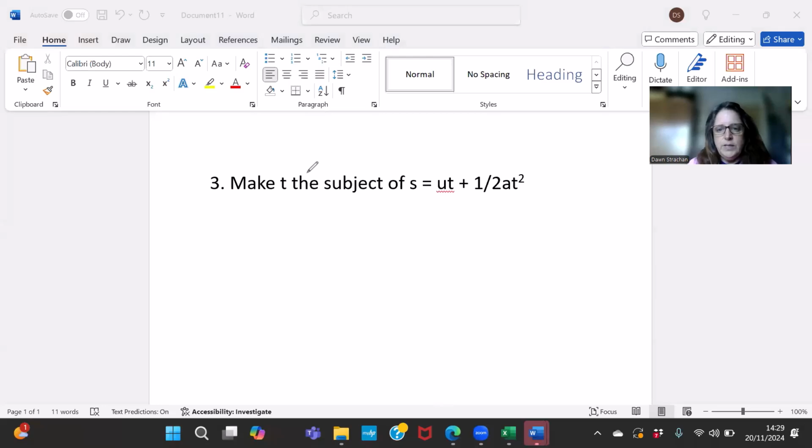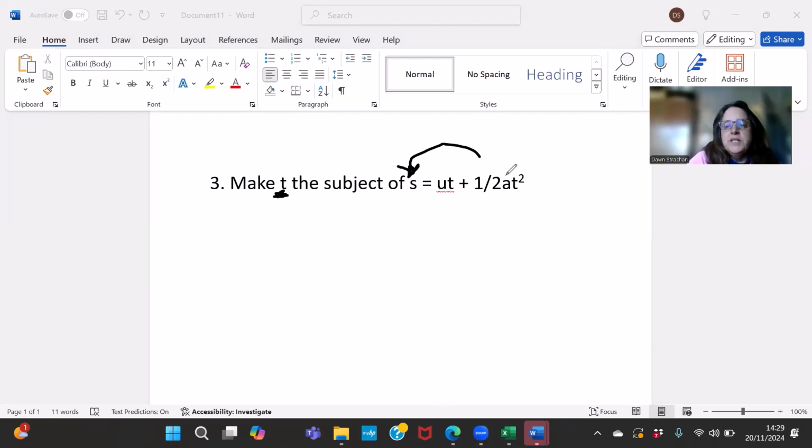Okay, so finally what we need to do, this one looks complicated, but to be honest, I don't think it is going to be any more complicated than the others are. Okay, what we need to do is make t the subject this time. So we want everything moved to this side apart from the t.